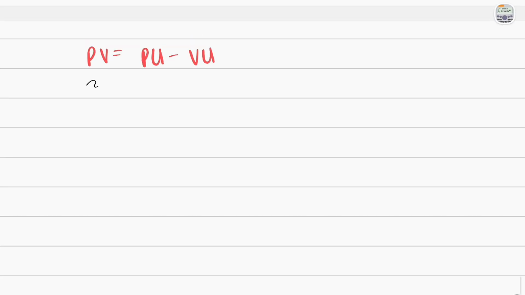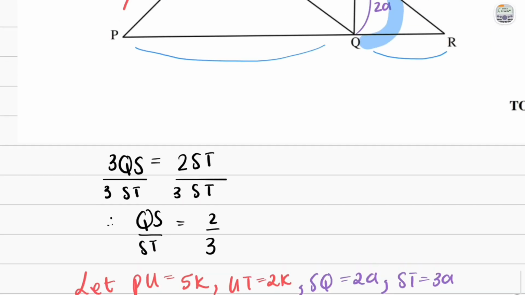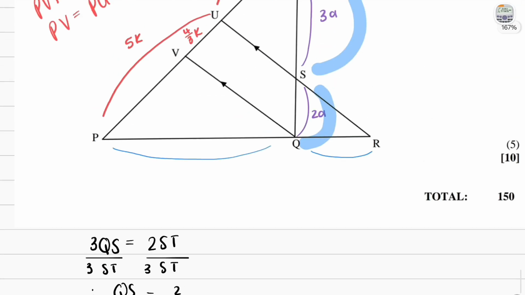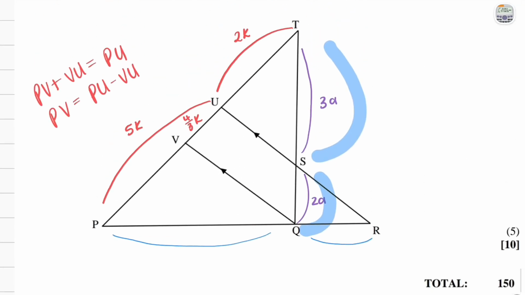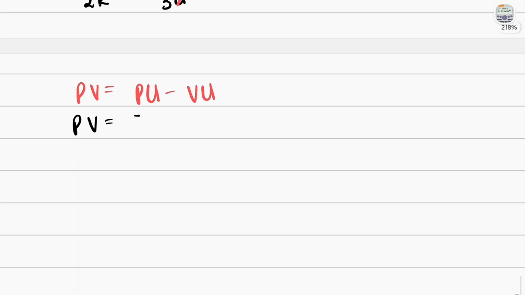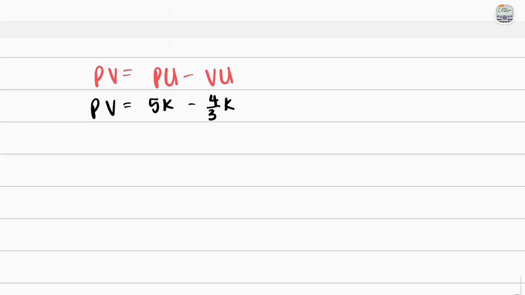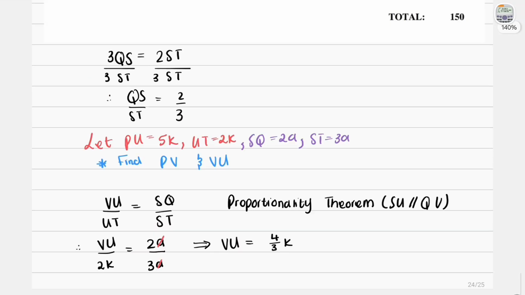So PV is equal to PU. We already know that's 5K as drawn in the diagram, and this is 4 over 3K. So I'll call that 5K. Again, you don't have to call it K. I just do this to keep track of it in the diagram as well. So what is 5 minus 4 over 3? We can rewrite 5 as 15 over 3 minus 4 over 3. And so this is 11 over 3. So PV, I'm saying that this simplifies to 11 over 3K. So that is PV.